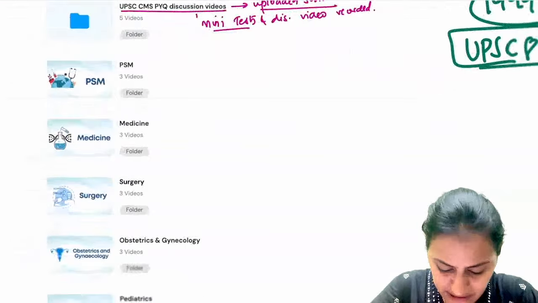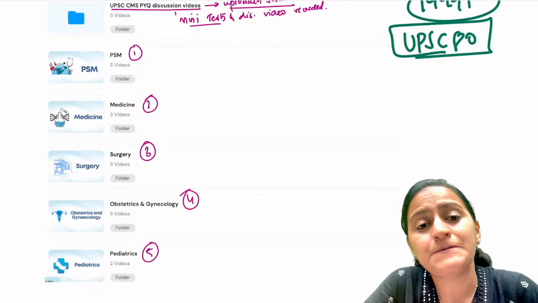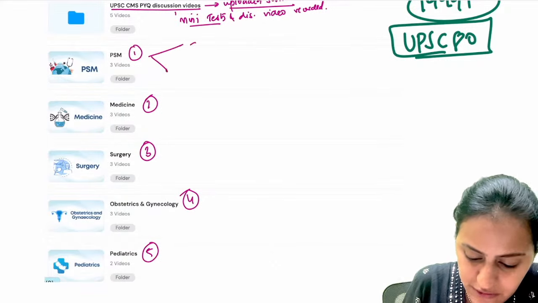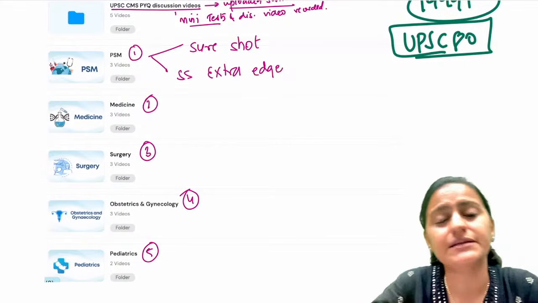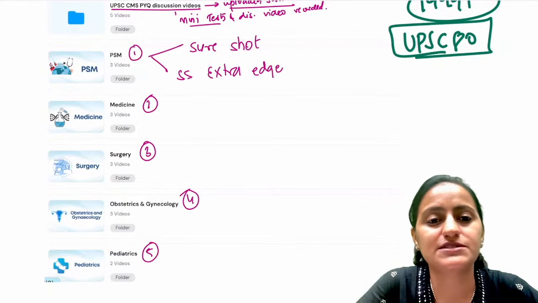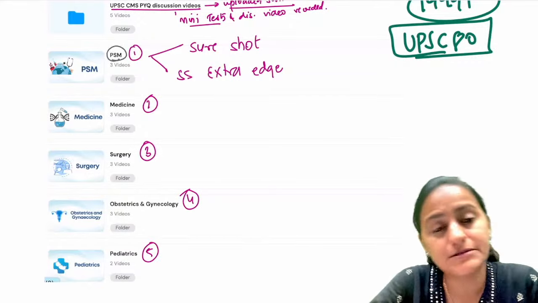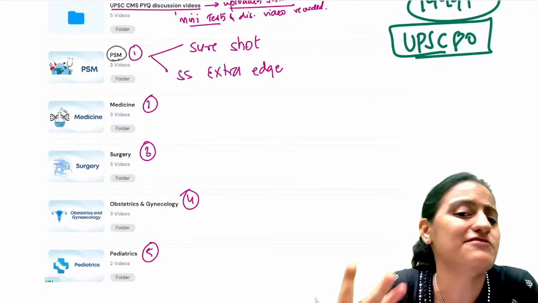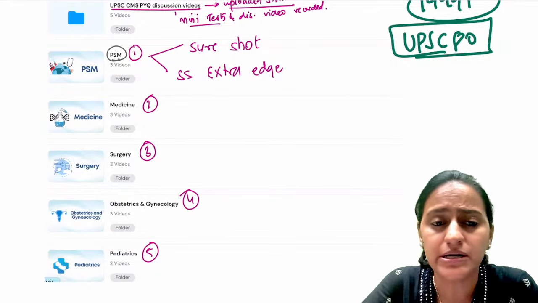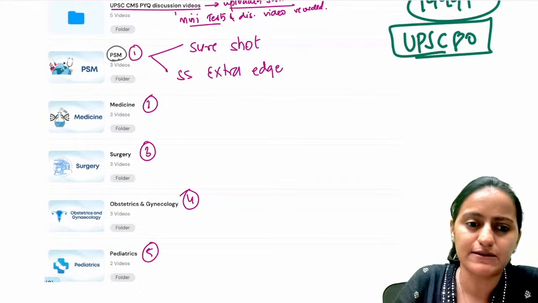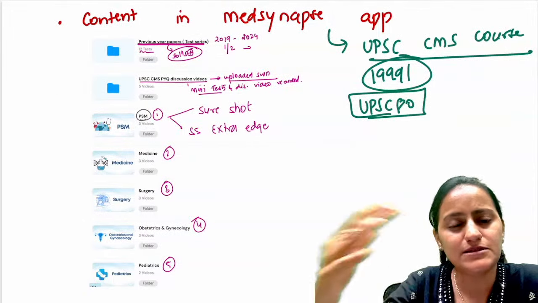Now you would see the folders, which are the 5 major subjects: PSM, medicine, surgery, OBGY and pediatrics. In each of these folders you have the short videos and the short extra edge videos. I'll also tell you ahead when you have to watch these videos and how you have to follow them. So the short videos are here for these 5 major subjects included in the UPSC CMS. For anybody who wants more subjects for short, you'll have to take the short course. We have included the relevant subjects here for the UPSC CMS. So this is the content available, the short and the extra edge.